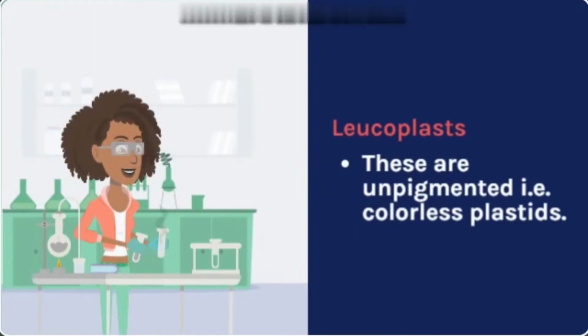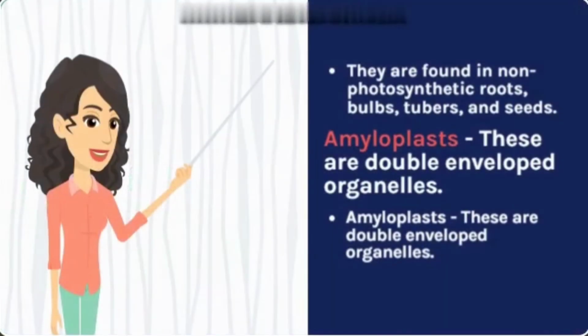Leucoplasts. These are unpigmented i.e. colorless plastids. They are found in non-photosynthetic roots, bulbs, tubers, and seeds. Amyloplasts. These are double-enveloped organelles. For the plant, they store and synthesize starch through glucose polymerization.